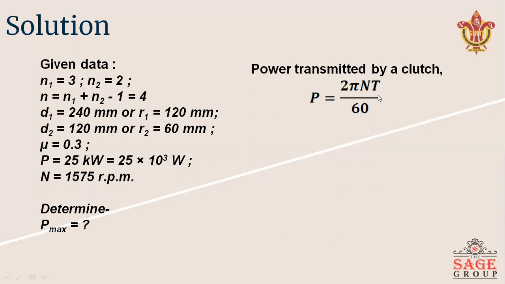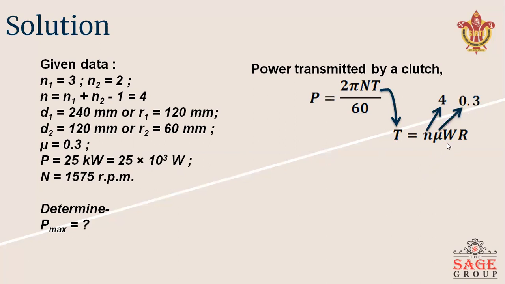But we know that the torque transmitted by the clutch for a multi-plate clutch T is equal to n mu W R. In this equation we have already calculated the torque, so we have to substitute the value of torque transmitted by the clutch here, and n is equal to 4. It is already given in the given data, and mu is equal to 0.3, as you can see here.